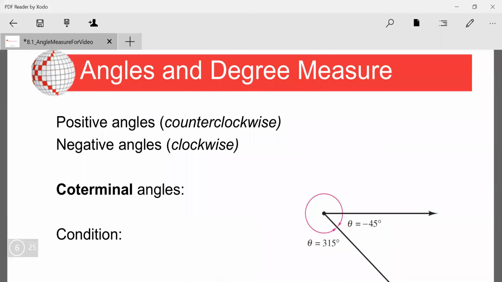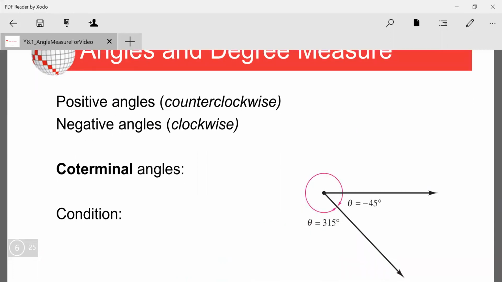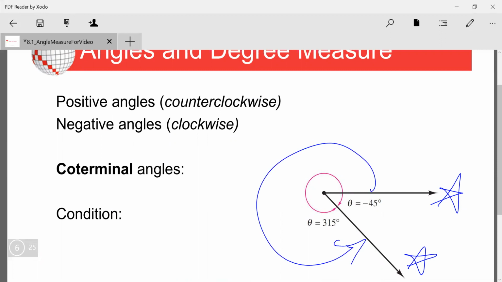Okay, now let's look at another important concept. Look at the angle here. This is the initial side. This is the terminal side. Notice that there are two angles formed by the two sides. The one angle here is this one, and in this case, it is 315, positive 315.